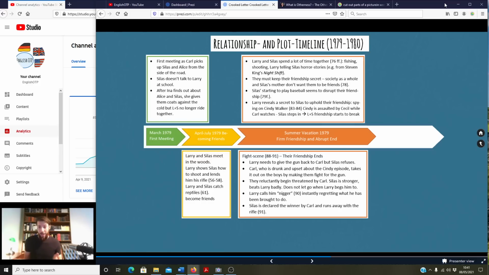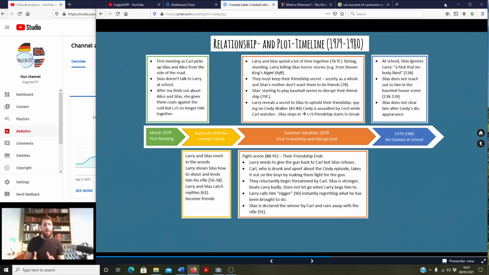And what happens after that is, we all know 1979, 1980, first of all they have complete no contact at school whatsoever. So Silas ignores Larry. Later on he will say he's just a hick that nobody liked. I think that's a good description of Larry and how he is seen by the other students, the white and the black students. And Silas does not reach out to Larry, even in the haunted house scene.